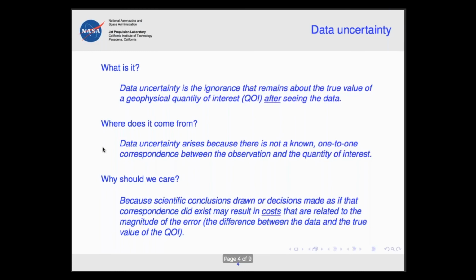To make a long story short, data uncertainty arises because there's not a one-to-one relationship between what we observe, those spectra, and the true state of the atmosphere. Often you have to do a lot of processing on those radiances to turn them into that state, and it often requires some ancillary information. So why should we care?